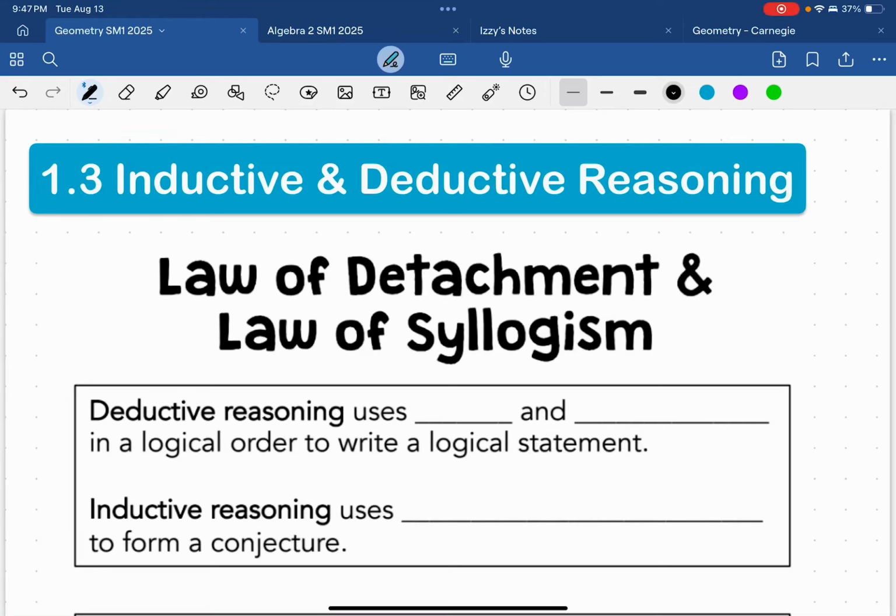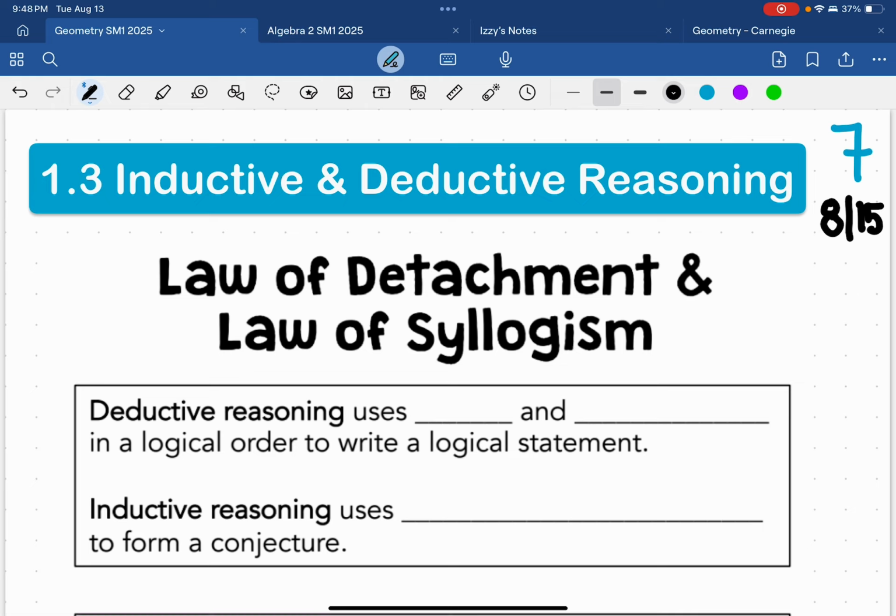Today's lesson is 1.3, Inductive and Deductive Reasoning. Don't forget to write the title on the top of your page. Don't forget your page number. Mine is page 7. And don't forget today's date. Today is the 15th.